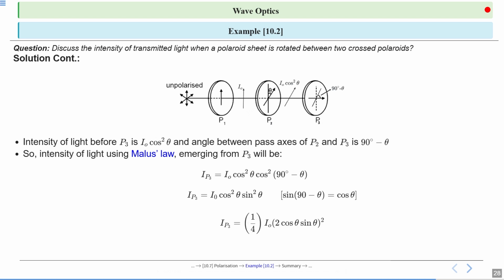Finally, we can express the intensity I P3 equals 1 upon 4 multiplied by I naught, 2 cos theta sin theta whole square. We have multiplied this equation by 4 and divided by 4. So 1 by 4 I naught and 4 cos square theta sin square theta, and we have taken the whole square, so it becomes 2 cos theta sin theta whole square.